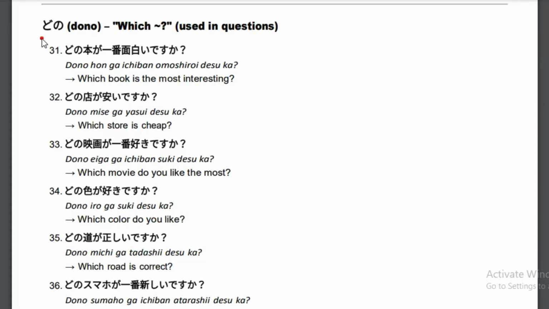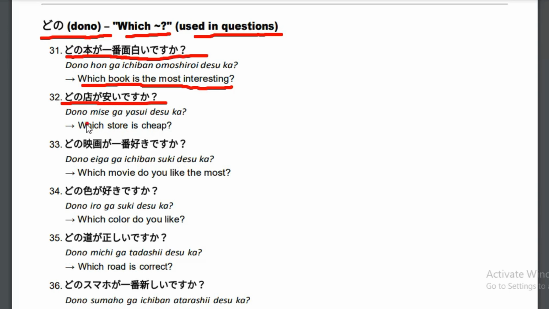Now let's see some examples of dono. Means which, and it is used in questions. So the first one is Dono hon ga ichiban omoshiroi desu ka? Means which book is the most interesting. The next is Dono mise ga yasui desu ka? Means which store is cheap.